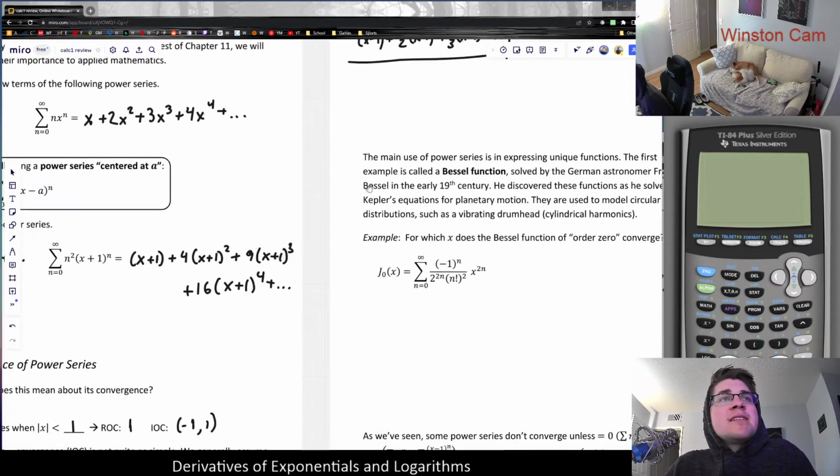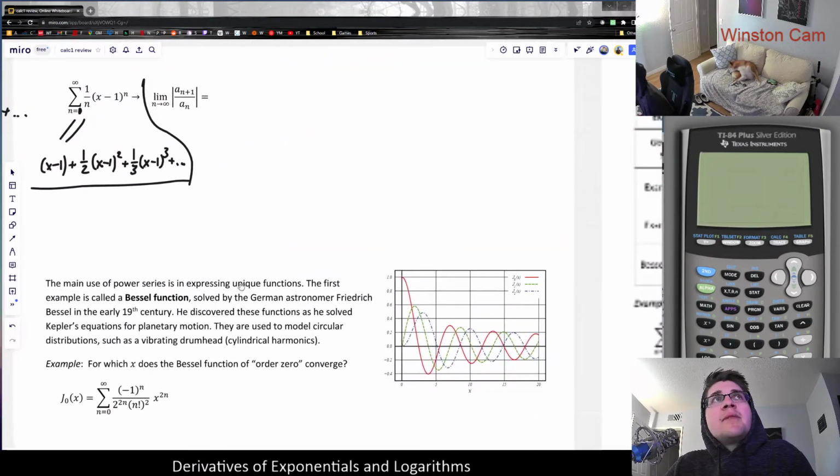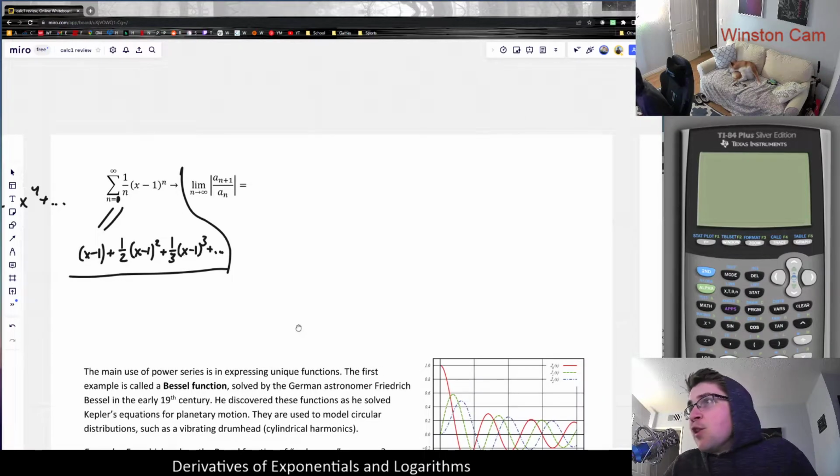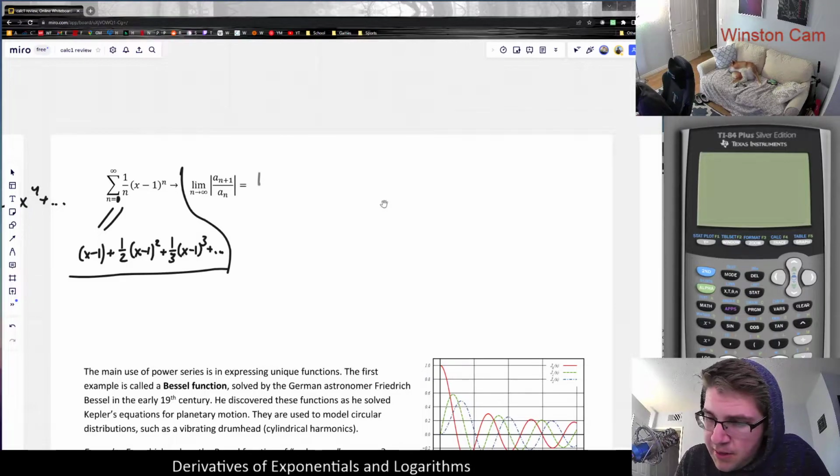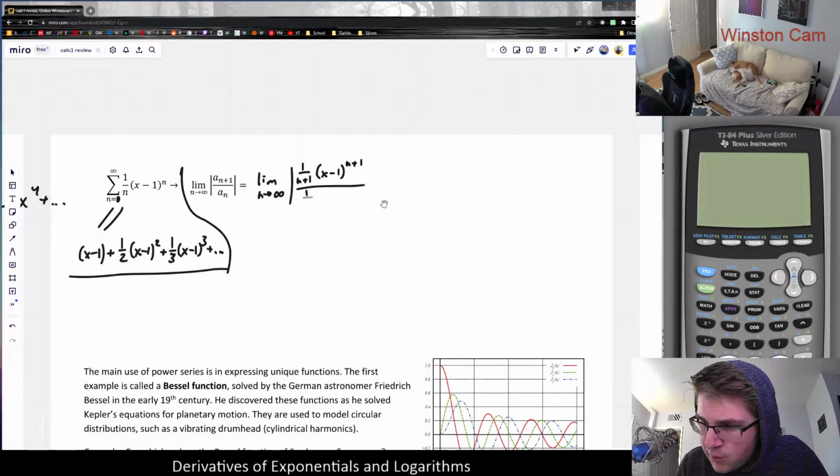In our last example, it converged for basically nothing. This one's a little bit more difficult, but the ratio test will help us figure out which values of x this power series will converge for. So starting off with the ratio test, we have the limit as n approaches infinity of the absolute value of a sub n plus 1, which is 1 over n plus 1 times x minus 1 to the n plus 1, divided by a sub n itself, which is 1 over n times x minus 1 to the n.